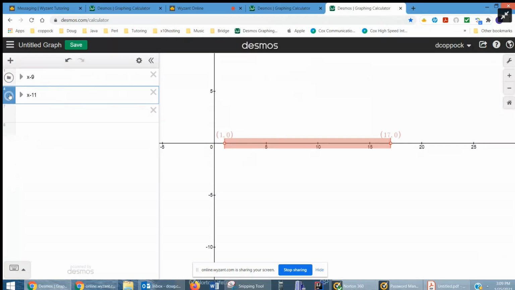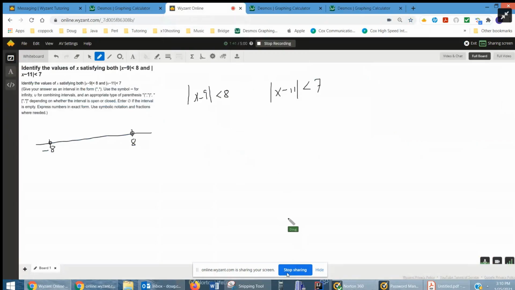If I put x minus 11 in a different color on the same graph, we can see the interval and the values of x that make that second inequality true, from 4 to 18. Now, where do those two red and blue graphs overlap? Well, they overlap from 4 to this red 17. From 1 to 4 is not included because it doesn't make both of them true, and from 17 to 18 doesn't work. Question is, how do we find that out without drawing a graph?